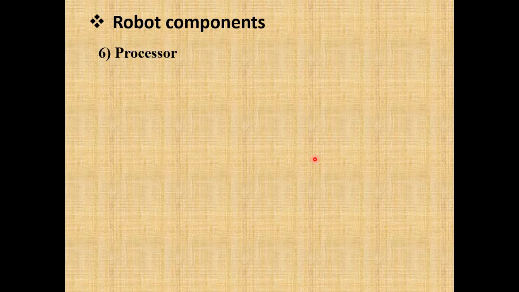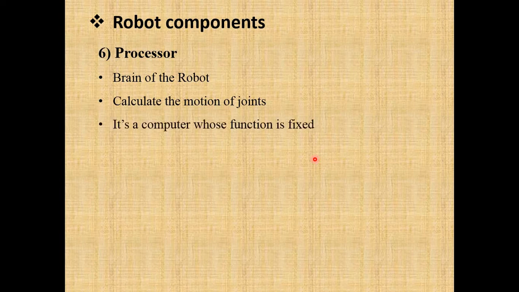Next is the processor. The processor is the brain of the robot. It will calculate the joints of the motion. So the mathematical operations as well as some logistic operations are performed by the processor. It's a computer whose function is fixed.